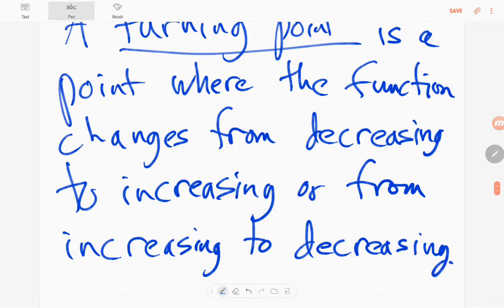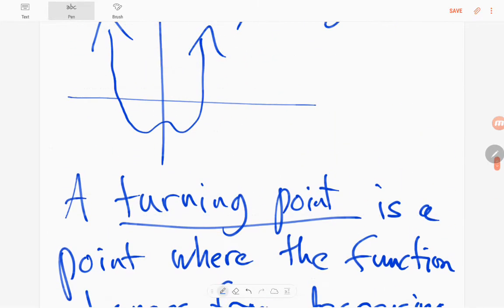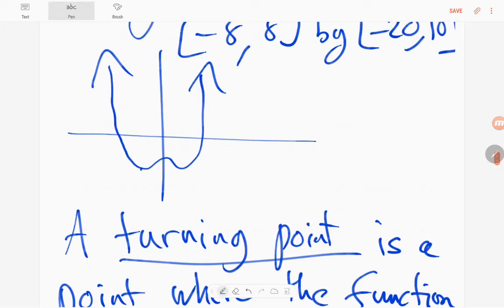But you really want to think of turning points as peaks and valleys. So notice this appears to be a valley, that appears to be a peak, and that appears to be a valley. So this graph has 3 turning points.